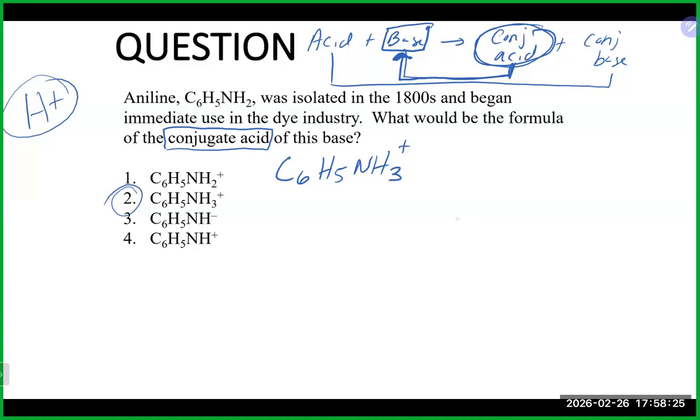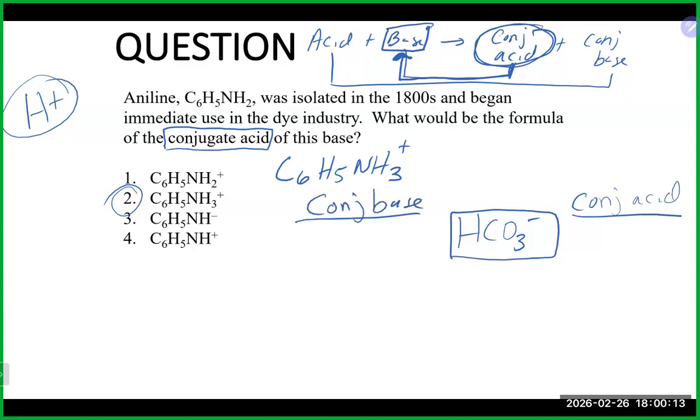Now, let's say we had HCO3 minus, a little bicarbonate. Why don't you write the formula for the conjugate acid starting with it? And why don't you also write the formula for the conjugate base?